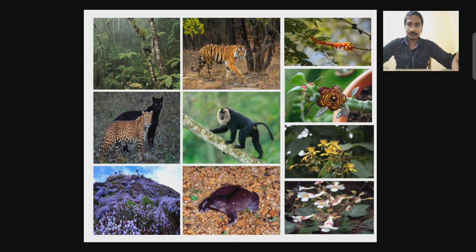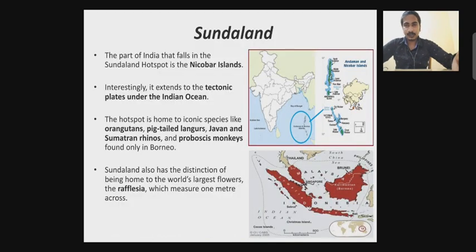And then is your Sundaland. The part of India that falls in the Sundaland hotspot is the Nicobar Islands. Interestingly, it extends to the tectonic plates under the Indian Ocean. The hotspot is home to iconic species like the orangutans, pigtail langurs, Javan and Sumatran rhinos, and proboscis monkeys found only in Borneo. Sundaland also has the distinction of being home to the world's largest flower, the Rafflesia, which measures 1 meter in diameter. So let's have a look.